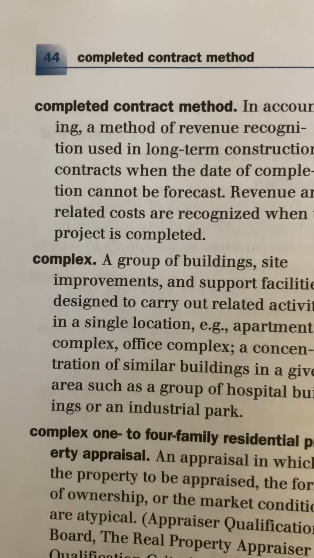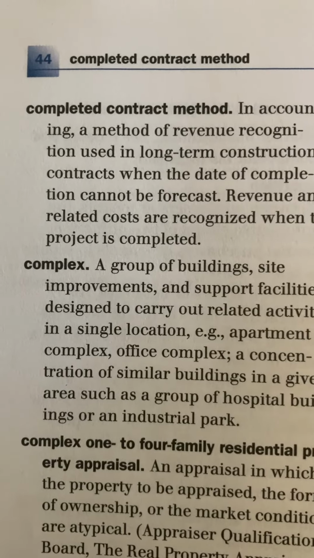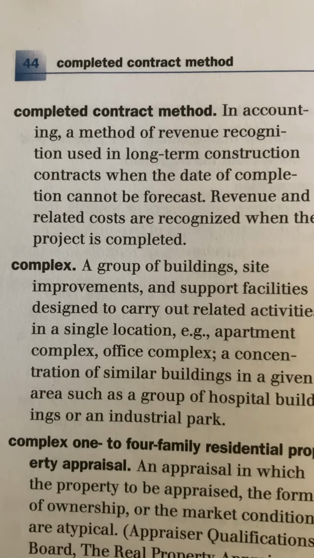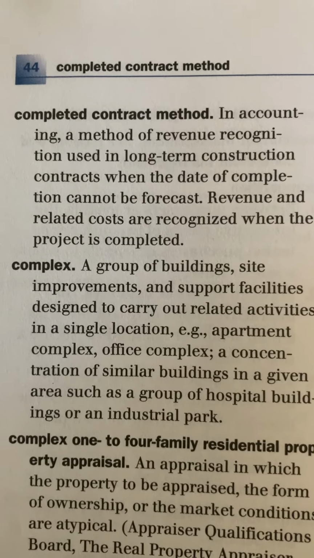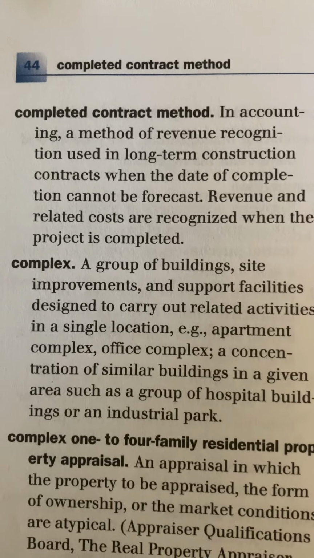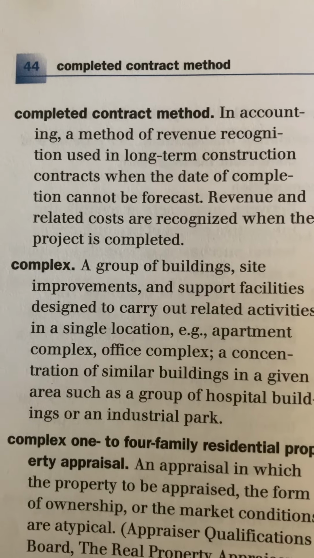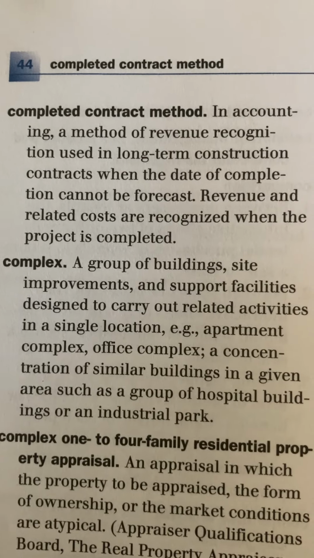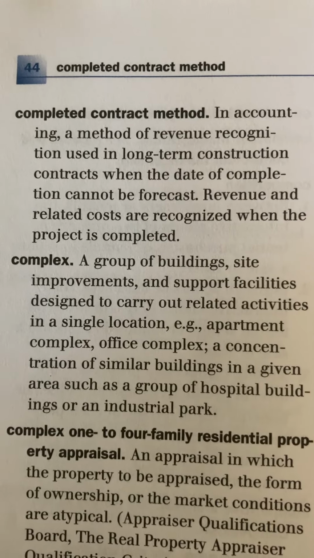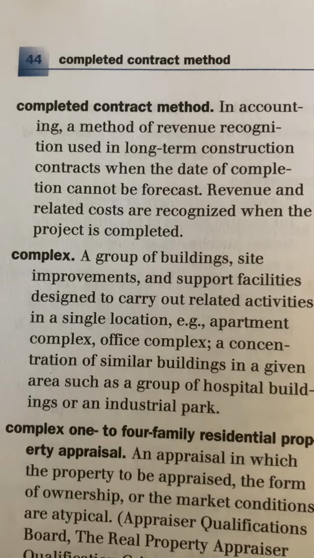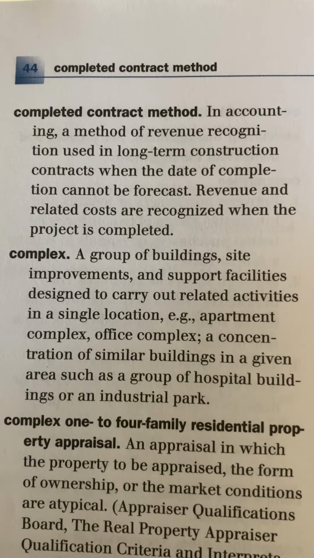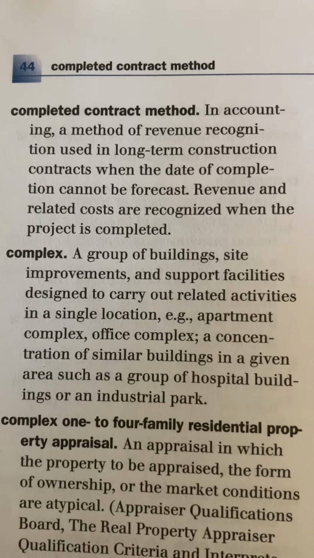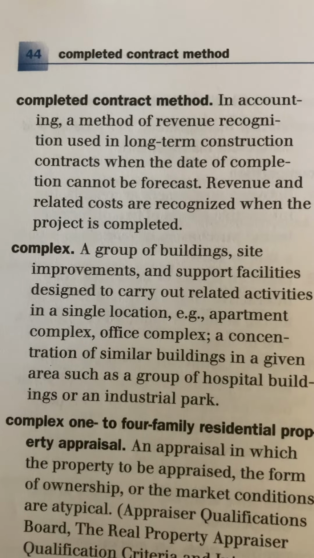The Dictionary of Real Estate Appraisal, page 44. Completed contract method. In accounting, a method of revenue recognition used in long-term construction contracts when the date of completion cannot be forecast. Revenue and related costs are recognized when the project is completed.